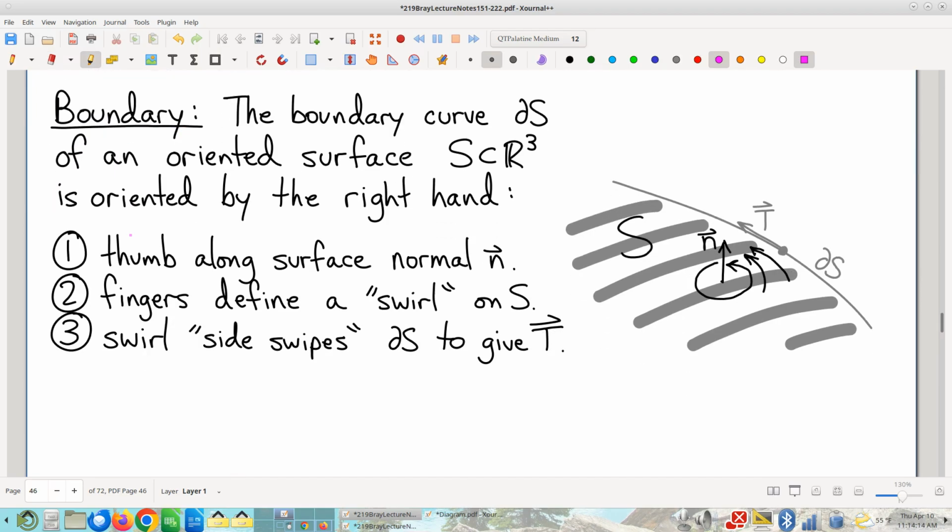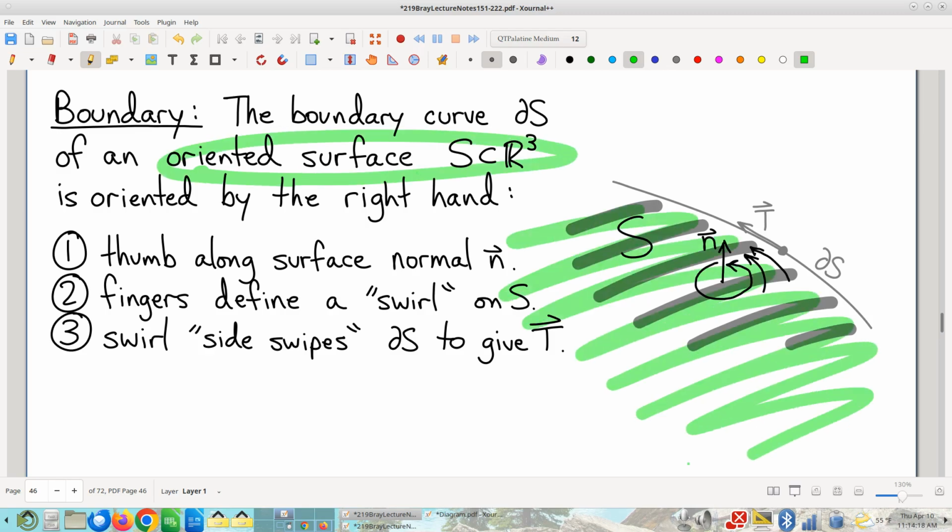Okay, we're going to need to talk about oriented surfaces. Got some surface, right? A piece of paper, for example, is a surface. It might be sitting up in space like this, right? But it's a two-dimensional thing, and it's a surface. And the boundary of that two-dimensional surface is the edge.